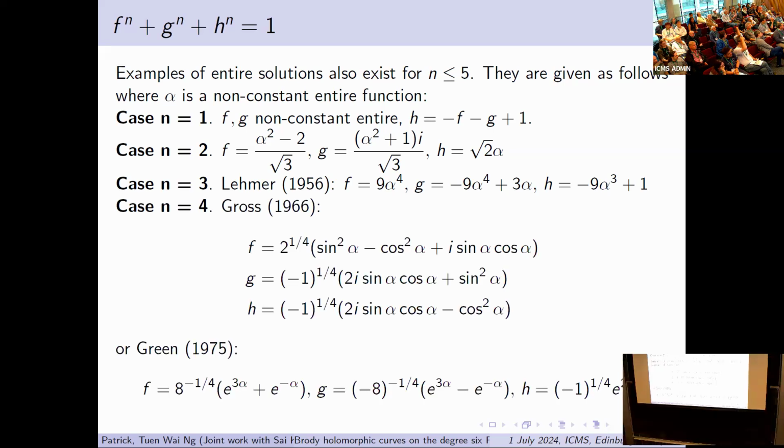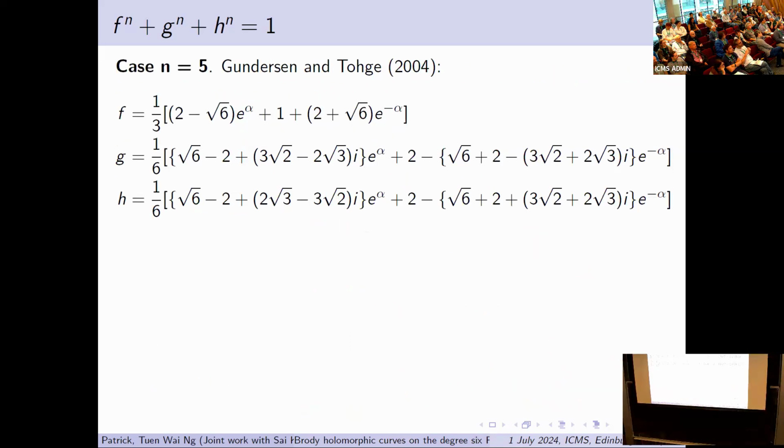Now for n equal to 4, you have something more complicated. It's given by either this set, f, g, h in this form, and it was constructed by Fermat. Or Mark Green also got another set of solutions, which is given here. And when n is equal to 5, 20 years ago, Gundersen and Tohge constructed this solution. Okay. So it's highly non-trivial to construct explicit solutions. Okay, so this is n equal to 5. Okay, and we will come back to this set of solutions later on.